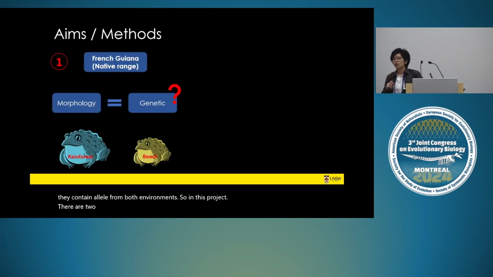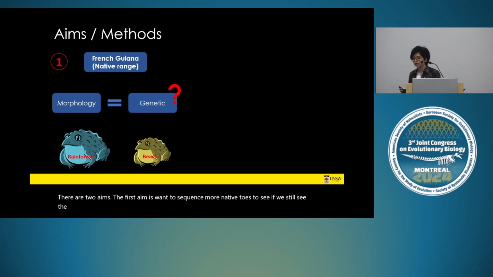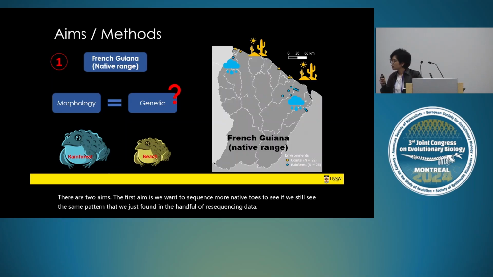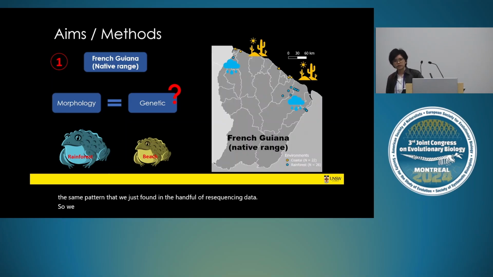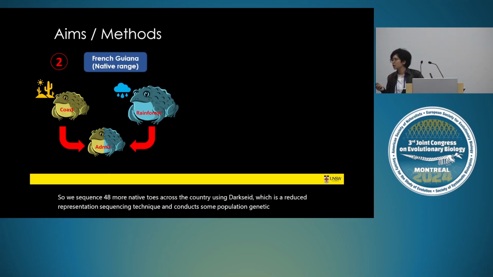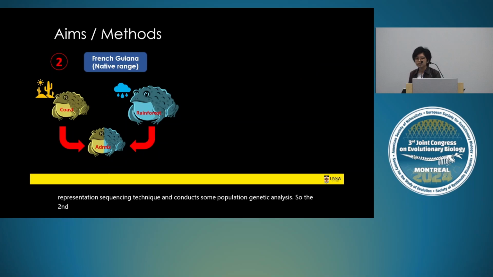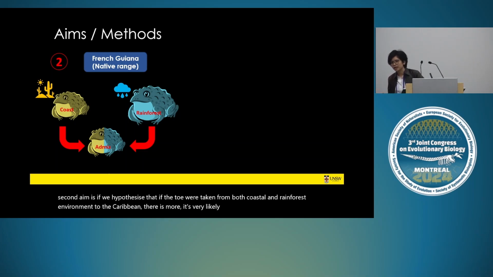So in this project, there are 2 aims. The first aim is to sequence more native toads to see if we still see the same pattern that we just found in the handful of resequencing data. So we sequenced 48 more native toads across the country using DArTseq, which is a reduced representation sequencing technique, and conducted some population genetic analysis. The second aim: we hypothesize that if the toads were taken from both coastal and rainforest environments to the Caribbean, it's very likely that they were mixed there.